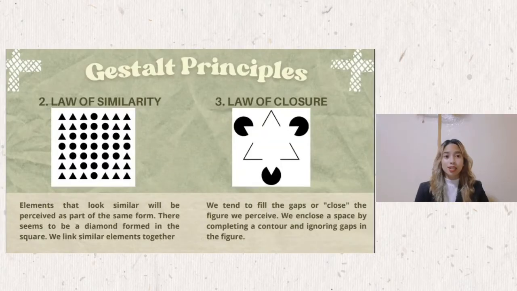The second Gestalt principle is the law of similarity. As you can see in the picture, elements that look similar will be perceived as part of the same form. Again, there seems to be a diamond form in the square, because we link similar elements together. The third principle is the law of closure. We tend to fill the gaps or close the figure we perceive. We enclose a space by completing a contour and ignoring gaps in the figure.